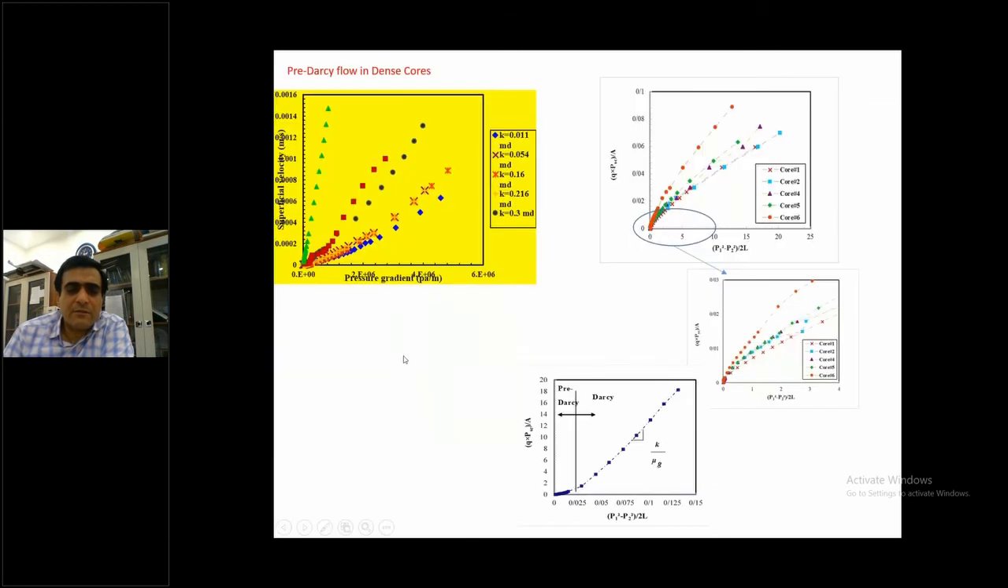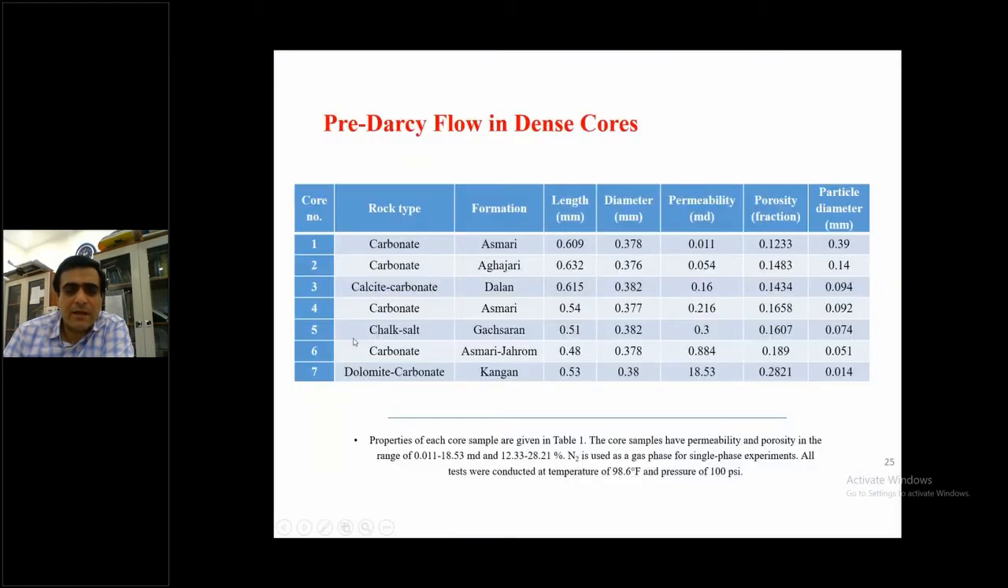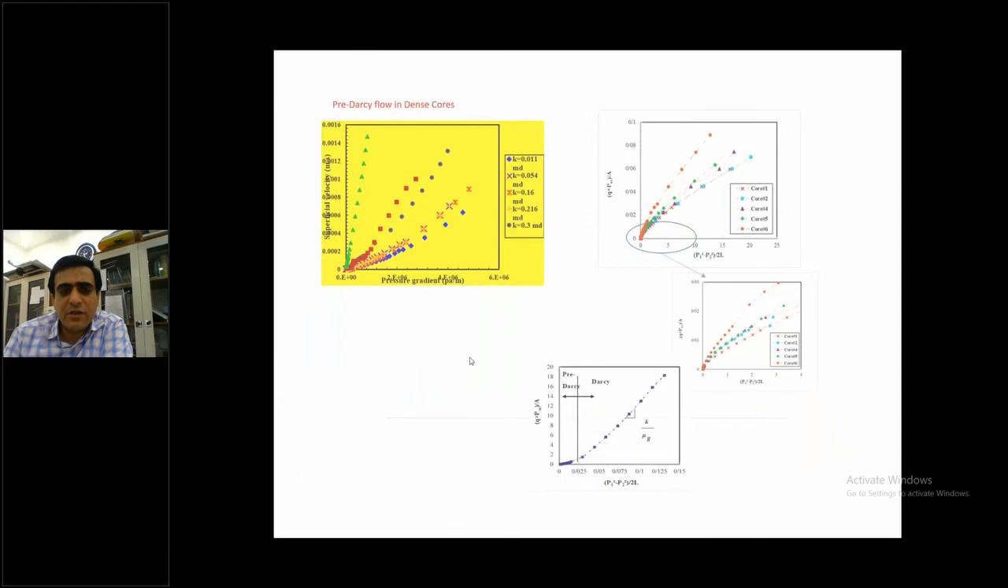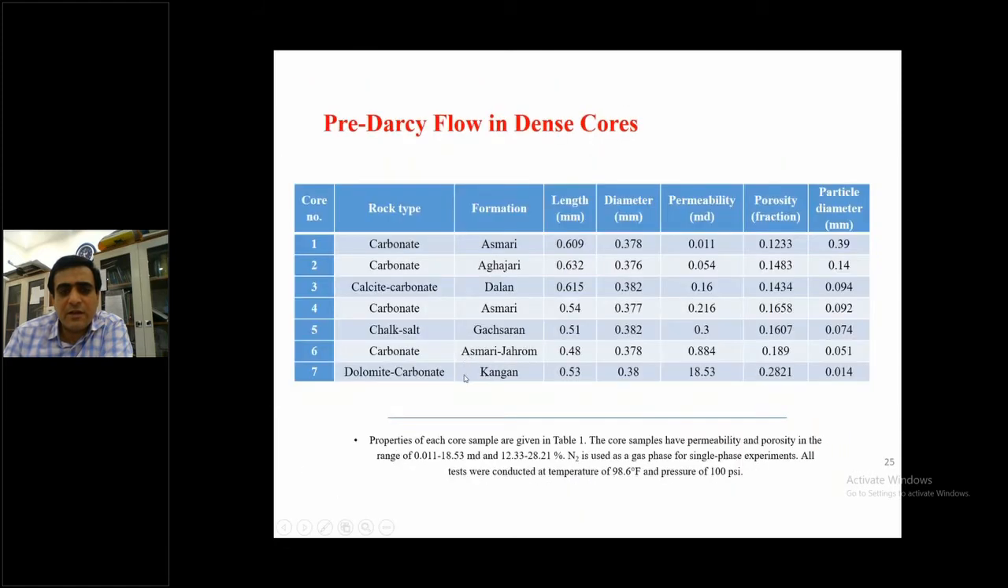carbonates, calcite, chalk, and dolomites. All samples were taken from the Zagros Mountains in different formations. You can see here the Asmari formation, the Dalan, and the Ghar and Kangan formations. And the normal permeabilities are relatively low.